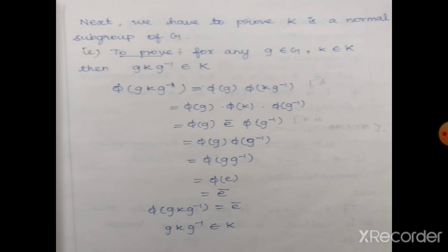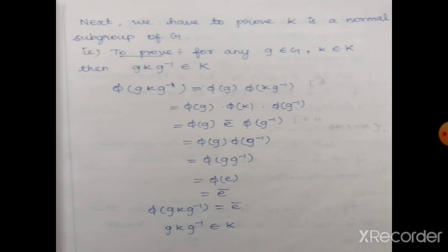So g into g inverse we write as phi of g into g inverse, again using the definition that phi is a homomorphism. So g into g inverse is equal to E, and phi of E is equal to E bar, because E is the identity element that belongs to G. So phi of g k g inverse is equal to E bar, which means g k g inverse belongs to K. So K is a normal subgroup of G, hence proved.